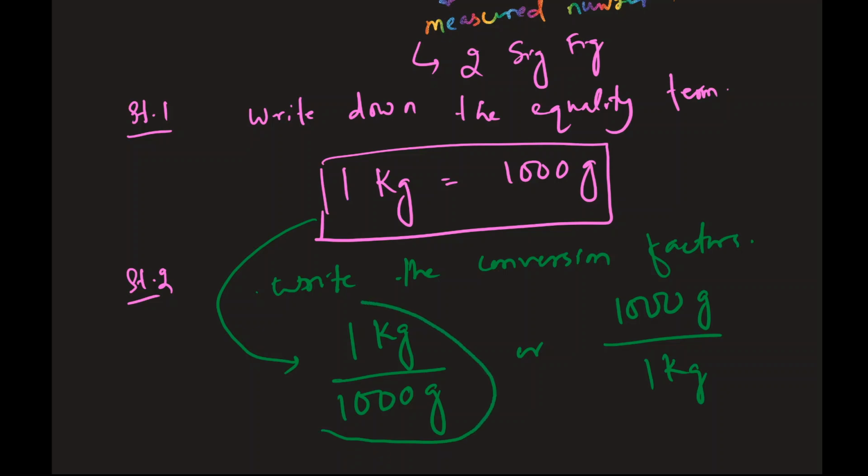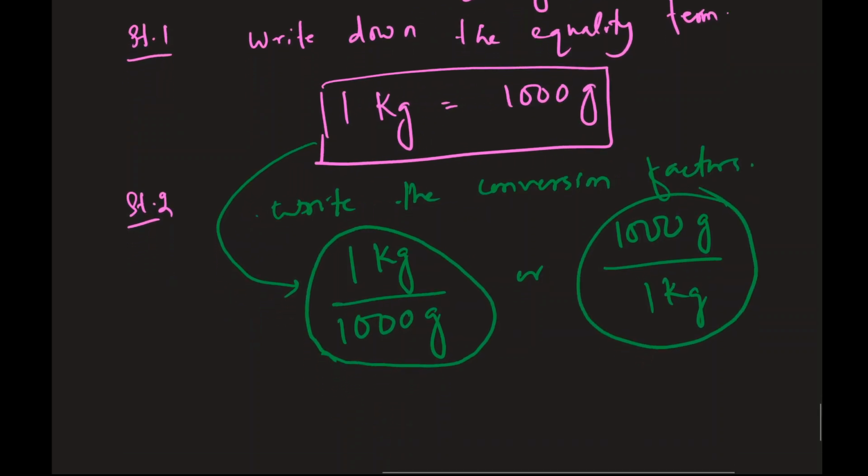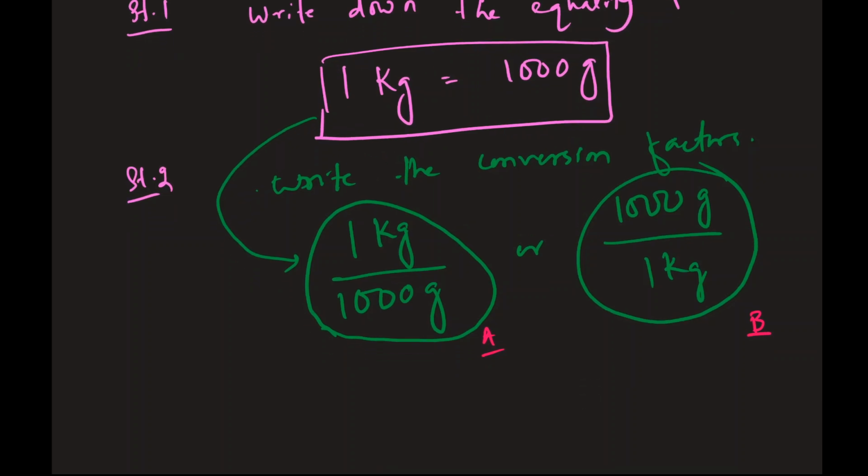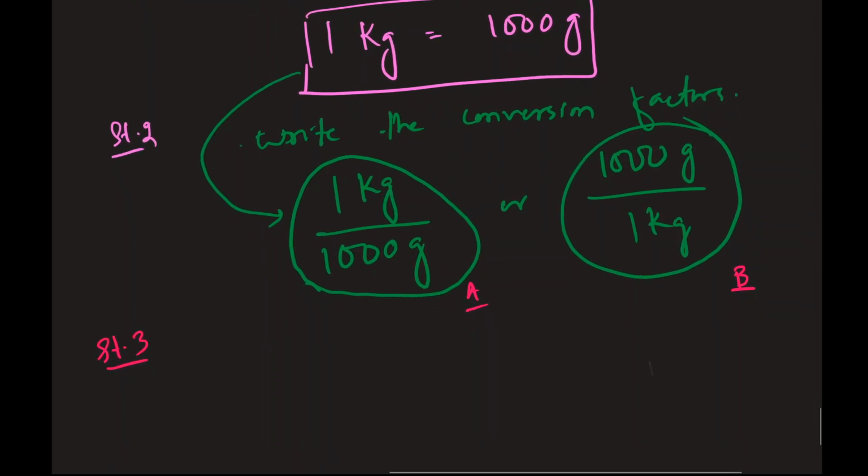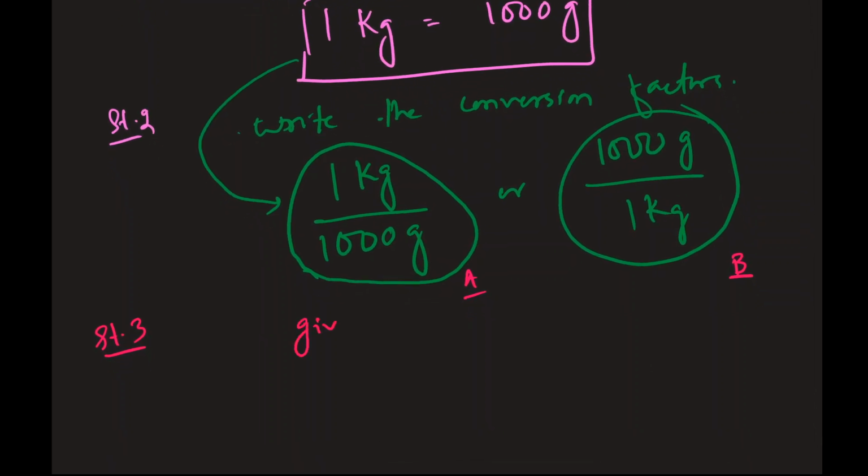Let's call this conversion factor A, and this conversion factor B. You should first try systematically, then once you practice a lot of them, you can do it very rapidly, right? So practice this way. You can write 2 conversion factors. Then step 3: what's given and what's needed? Let's look at the question.